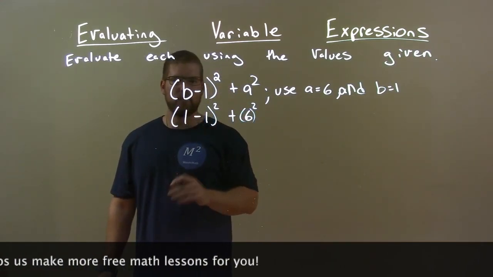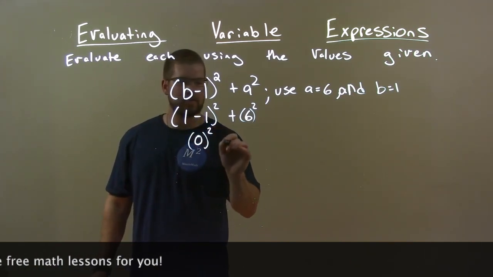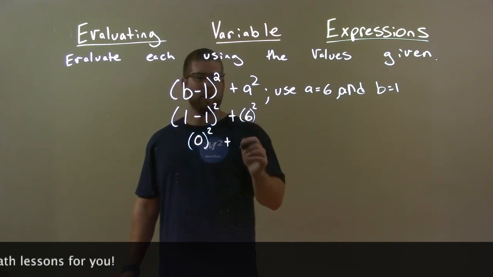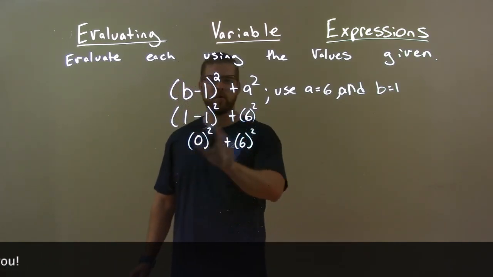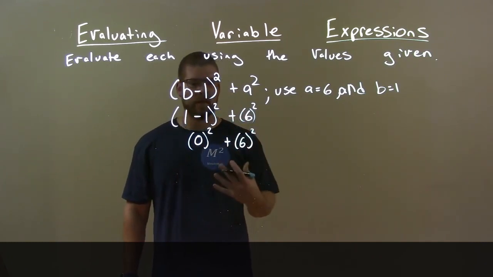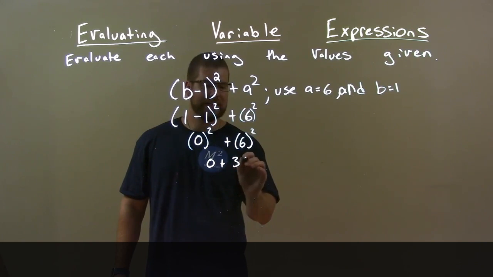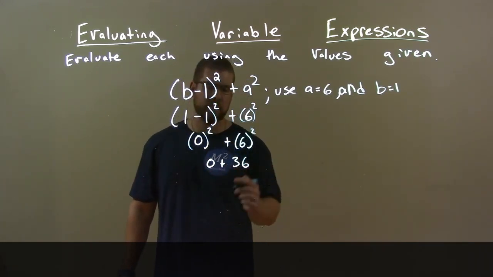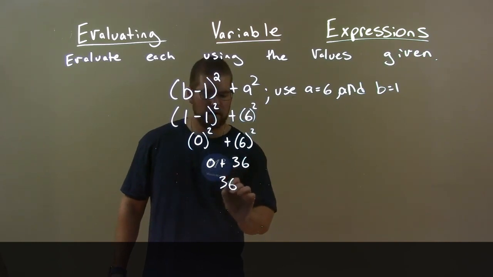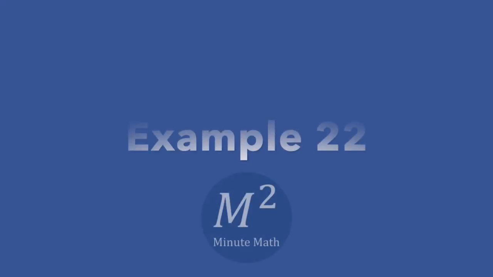Inside this parenthesis first, 1 minus 1 is 0. So we have 0, we're squaring that, and then we have, well, 6 squared. All right? Now, both of these are exponents, so we can do them at the same step. 0 squared is 0. 6 squared, 36. And we all know now 0 plus 36 is 36. So the final answer here is just 36.